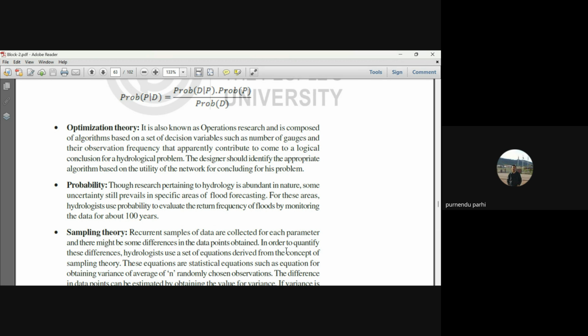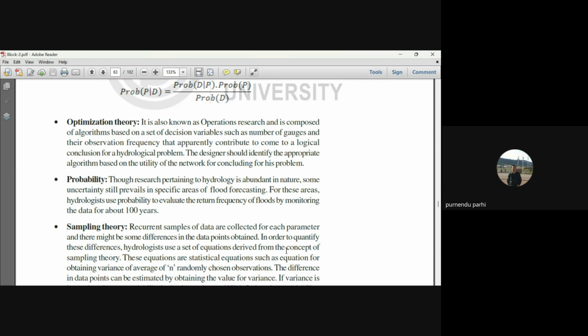Though research pertaining to hydrology is abundant in nature, some uncertainty still prevails in the specific area of flood forecasting. For these areas, hydrologists use probability to evaluate the return frequency of flood by monitoring the data for about 100 years.